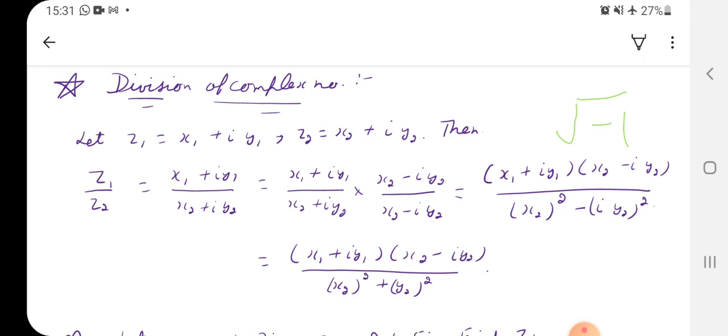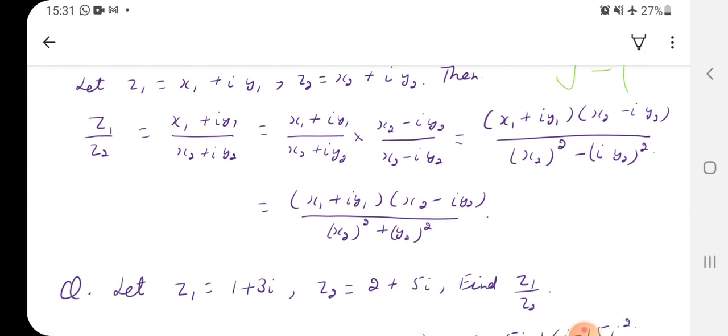So we will get what? x1 plus iota y1 into x2 minus iota y2 as it is. In the denominator we will get a plus b into a minus b. So we will get x2 square minus iota y2 square. So iota y2 square means iota square y2 square. Iota square means minus 1. So we will get x2 square plus y2 square. So the numerator as it is, in the denominator we will have x2 square plus y2 square.